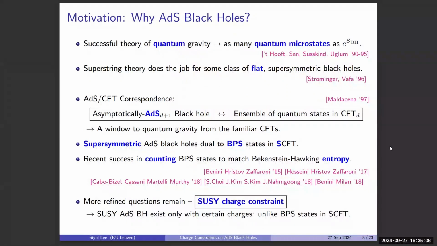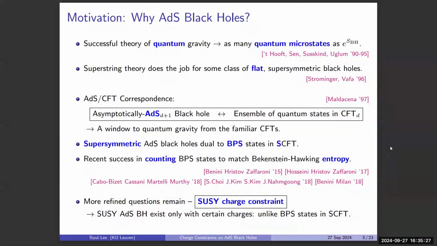However, although the counting of the BPS states to account for the Bekenstein-Hawking entropy has been successful, many refined questions still remain. The success was only about counting the states, how many of them there are, but it doesn't really address what they are and what properties the BPS states have.